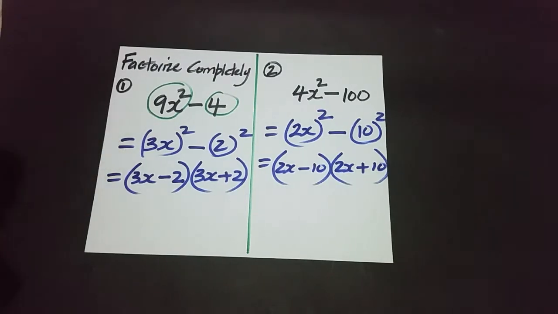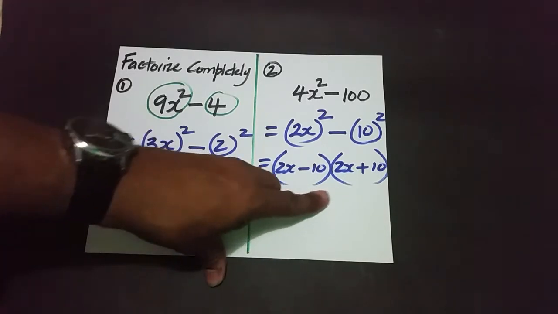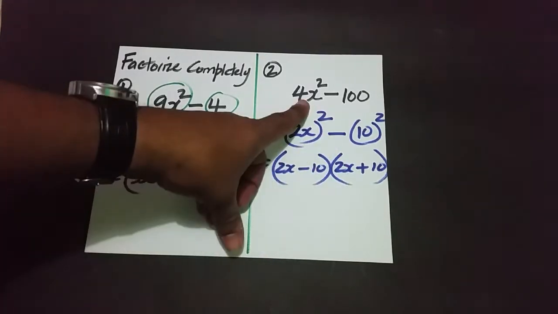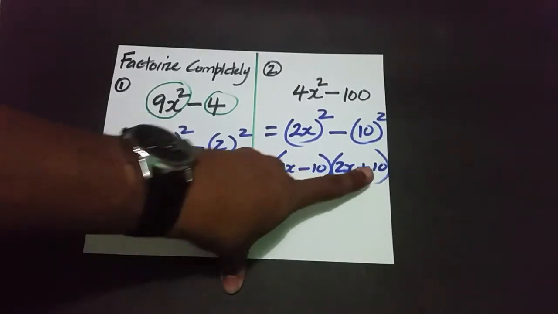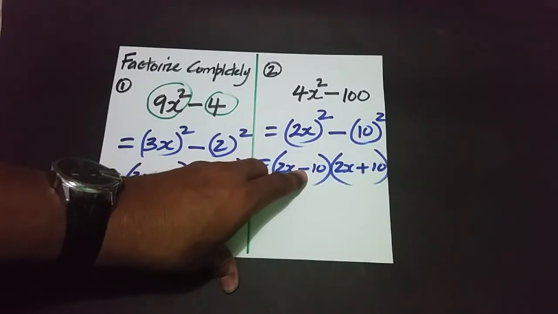Alright, so again, you can expand this on a sheet of paper and you'll see for yourselves that it's going to get rid of the middle piece. 2x times 2x is 4x squared. 2x times 10 is 20x, but then it's going to go because it's going to be subtraction here.